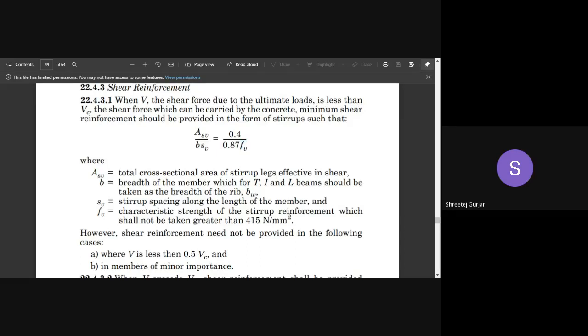Okay, so we know all the terms. We can calculate ASV, the area of steel required, and also the spacing that is required. So this is the first case wherein V is lesser than VC.